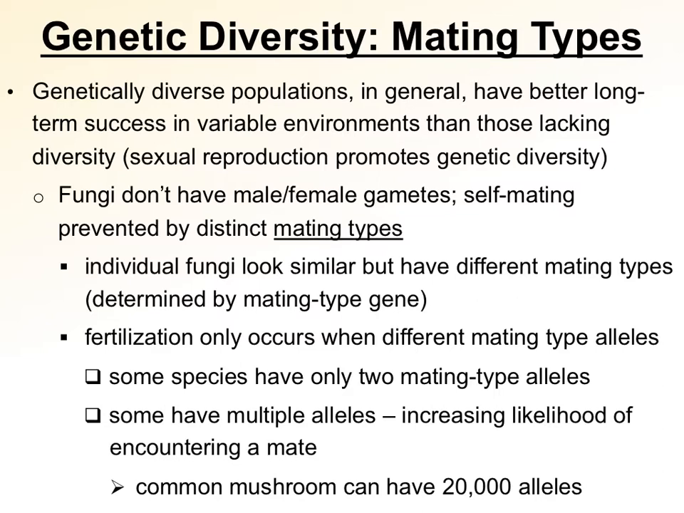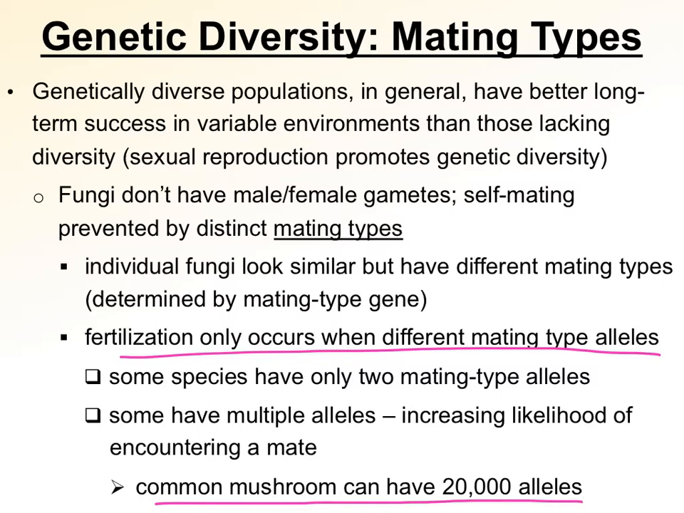And even though two fungi might look very similar, they might have different mating type genes. So what you're looking for to increase diversity is fertilization where you have different mating type alleles. That is something that allows for fusion. If you don't have different alleles, then you can't have fusion. The more alleles you have, obviously, the more likely you are to encounter a mate. So having more alleles is better because that allows for more opportunities for fertilization.